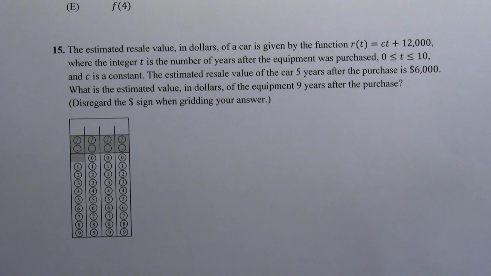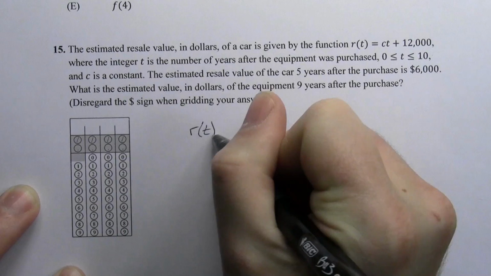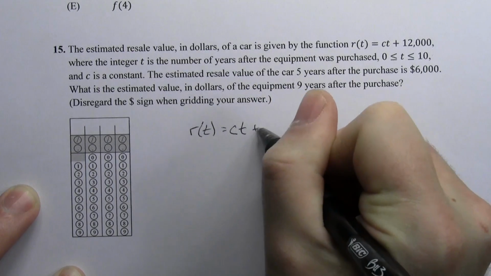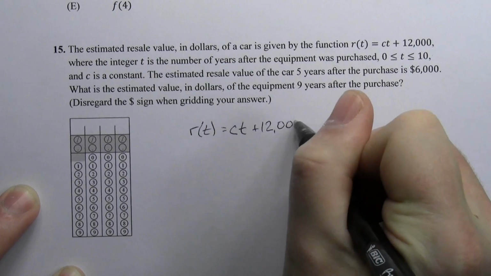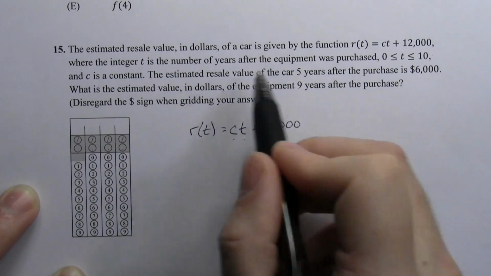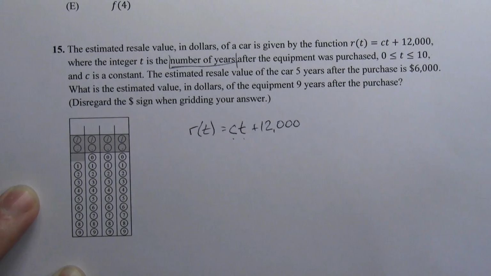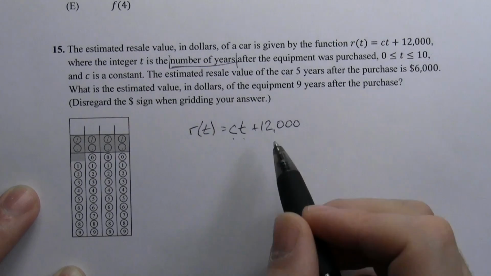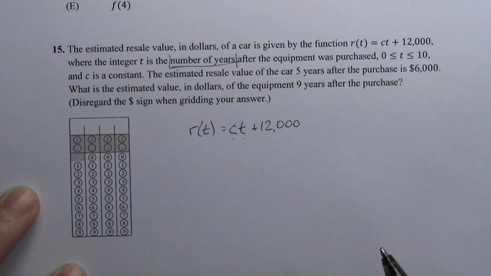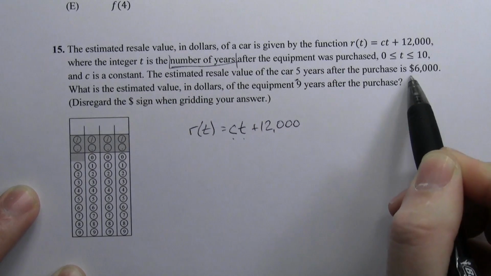So a big word problem. We want to take it one step at a time. The first thing is, let's copy down this equation. I find that rewriting it just helps me visualize what it's representing. So we have a constant times t, which in this case represents the number of years after the equipment was purchased, and it has to be a number between 0 and 10. And then $12,000. I'm guessing that's probably the original value of the car, and then this is going to be negative and take away, but we'll see.